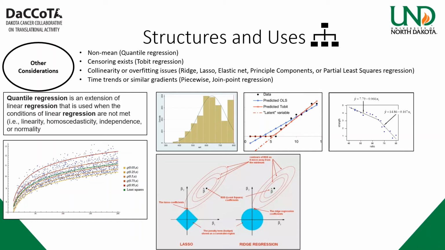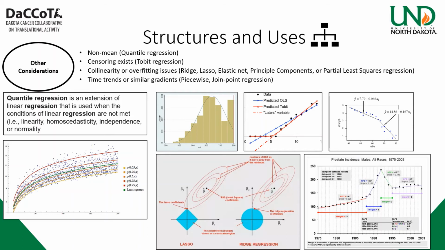Also, if you have things like time trends or a similar gradient, it might be realistic to have different slopes or different lines at different points. This is a great example here of join point, where you have different lines across time, which may be medically relevant, for instance for prostate cancer, that the rate going up here and going down here was around the time of new prostate tests.